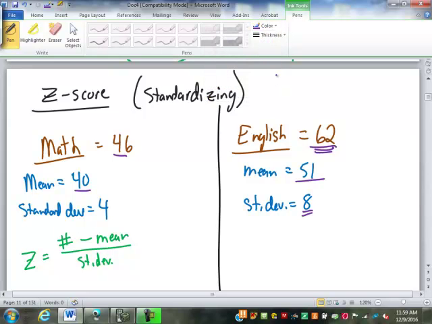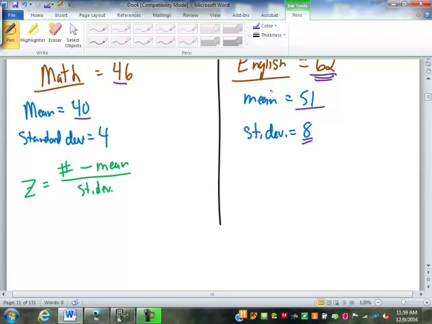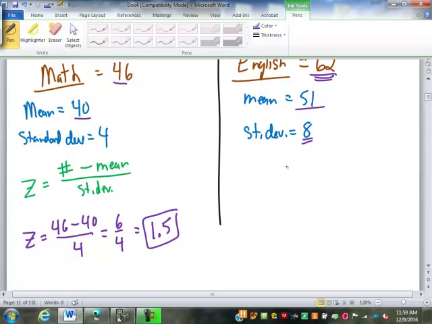So for your math test, the Z-score is 46, that's your score, minus the mean of 40 divided by a standard deviation of 4. Well, 46 minus 40 is 6, divided by 4 is 1.5. What that is saying is you are 1.5 standard deviations above the mean.